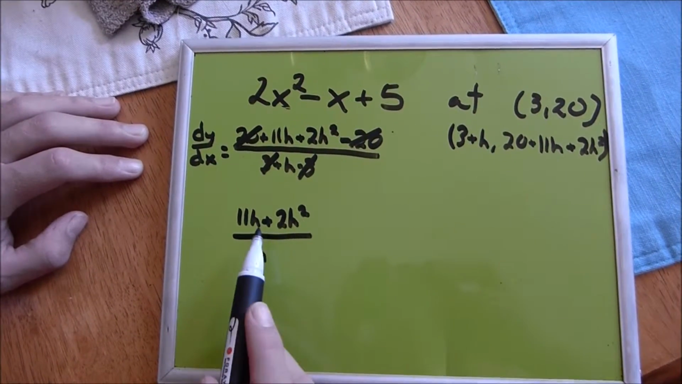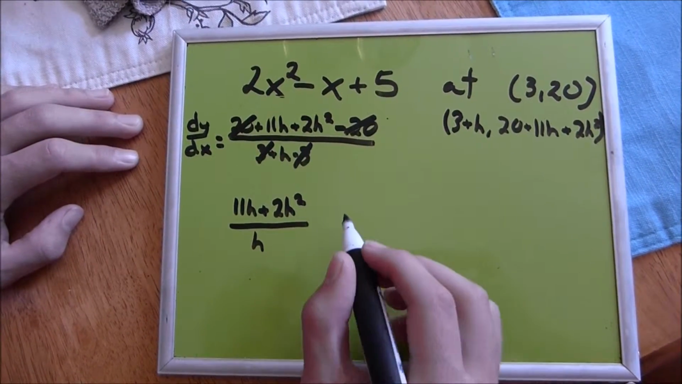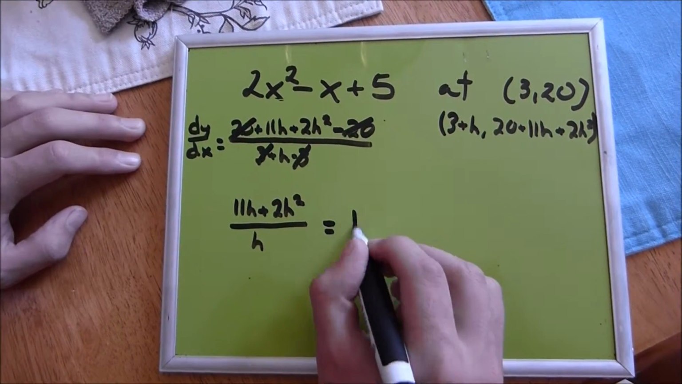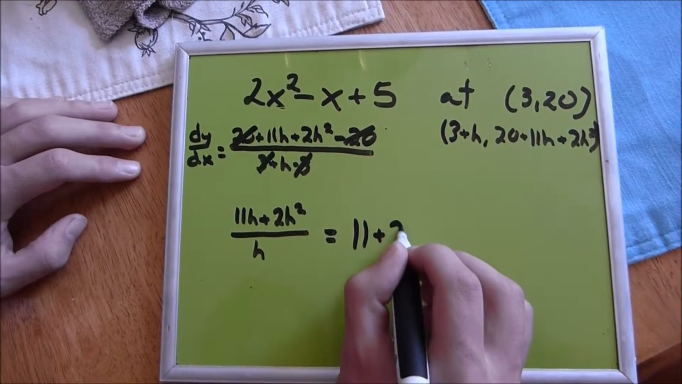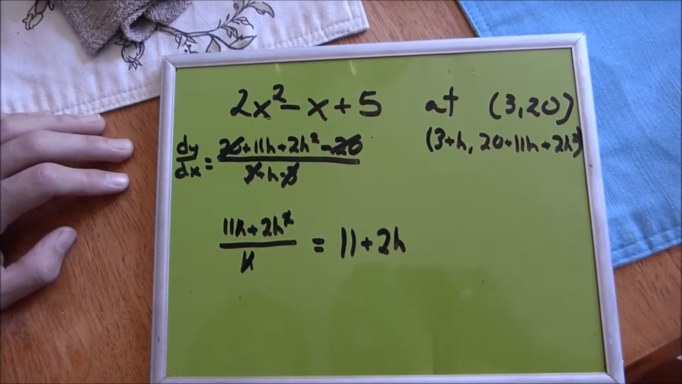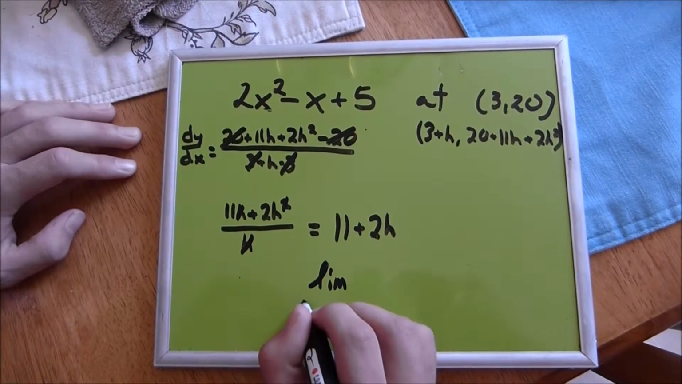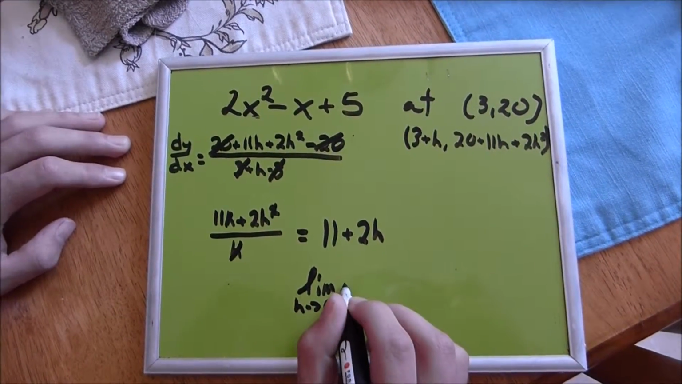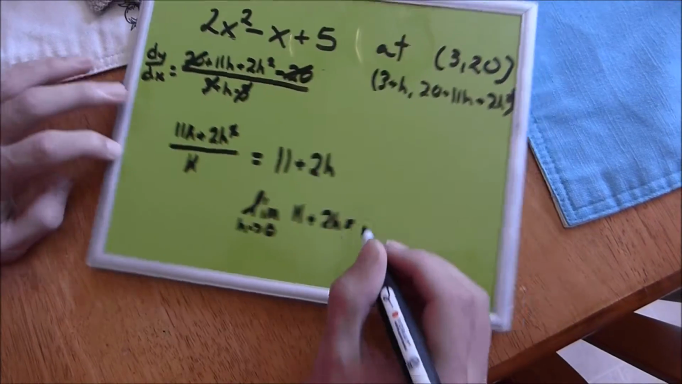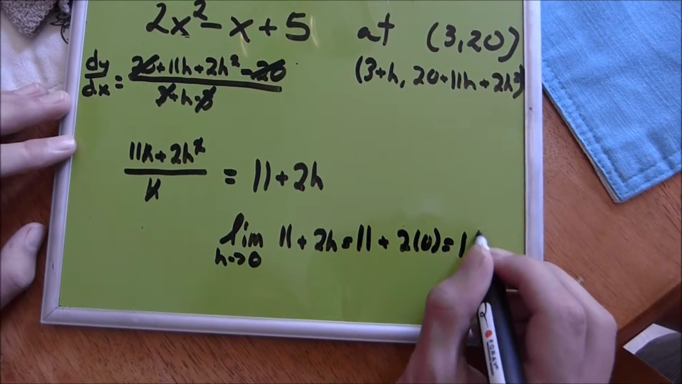Since the binomial has an h and so does the denominator, we can take the h out. So it's going to be 11 plus 2h, because these would cancel. So when you find the limit as h approaches 0 of 11 plus 2h, it's going to be 11 plus 2 times 0, which is 11.